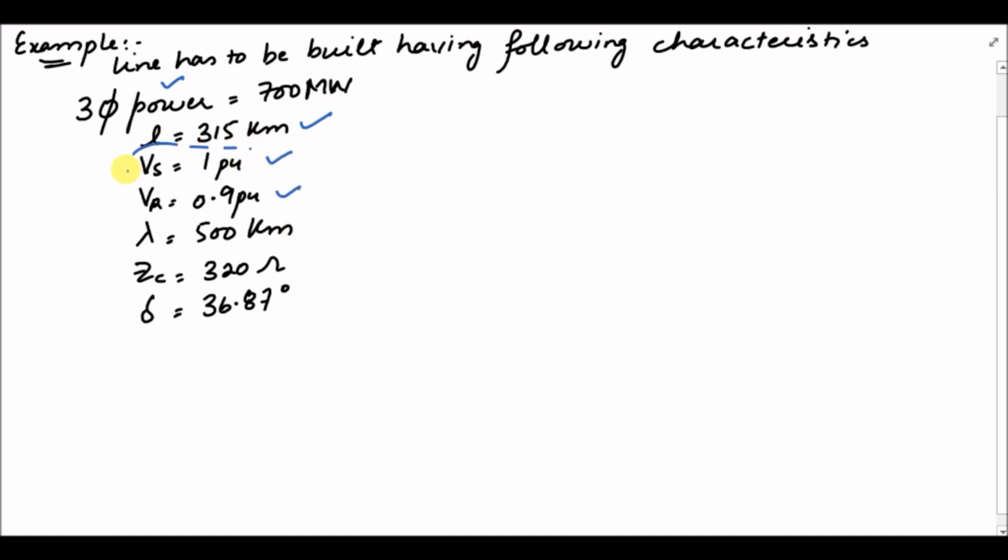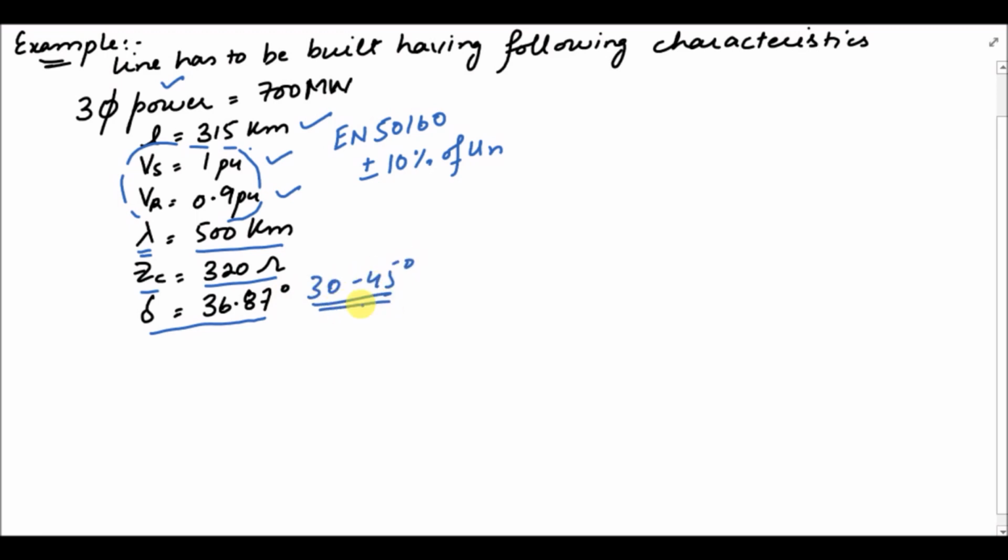So in this design, we are actually following the standard EN 50160, which says that the voltage value should be within the limits of plus minus 10% of the nominal value of the voltage, right? So the minus 10 value is 0.9 per unit. Lambda is equal to 500 kilometer and ZC is equal to 320 ohms, and delta for the transmission line is 36.87. As I mentioned earlier, the load angle for the transmission line is somewhere between 30 to 45 degree. So in this case, we are assuming that delta is equal to 36.87 degree.